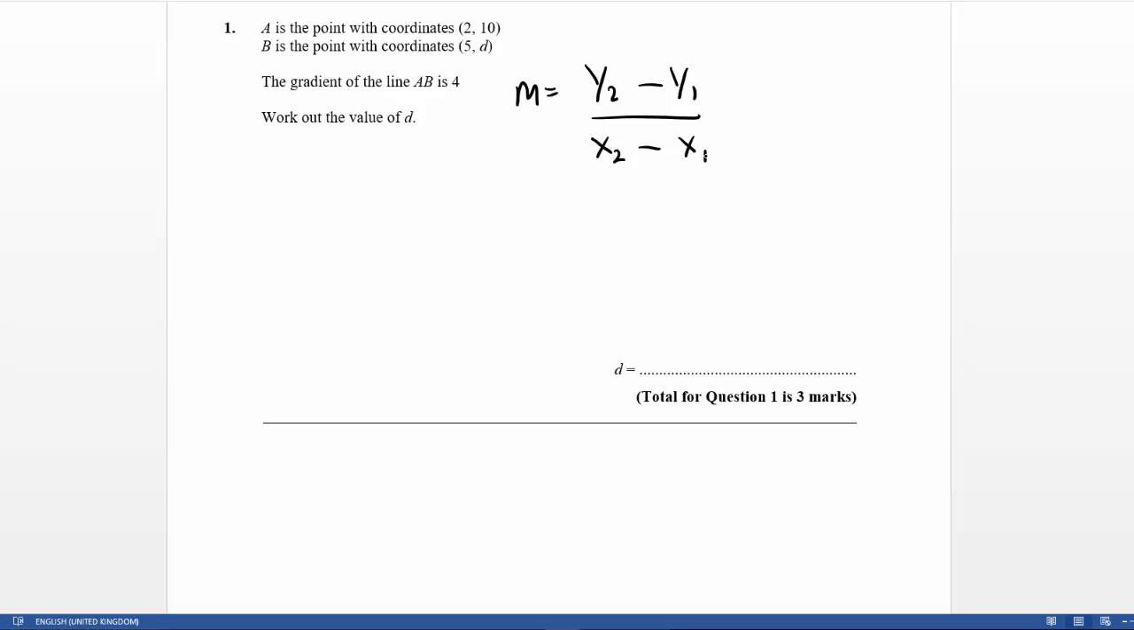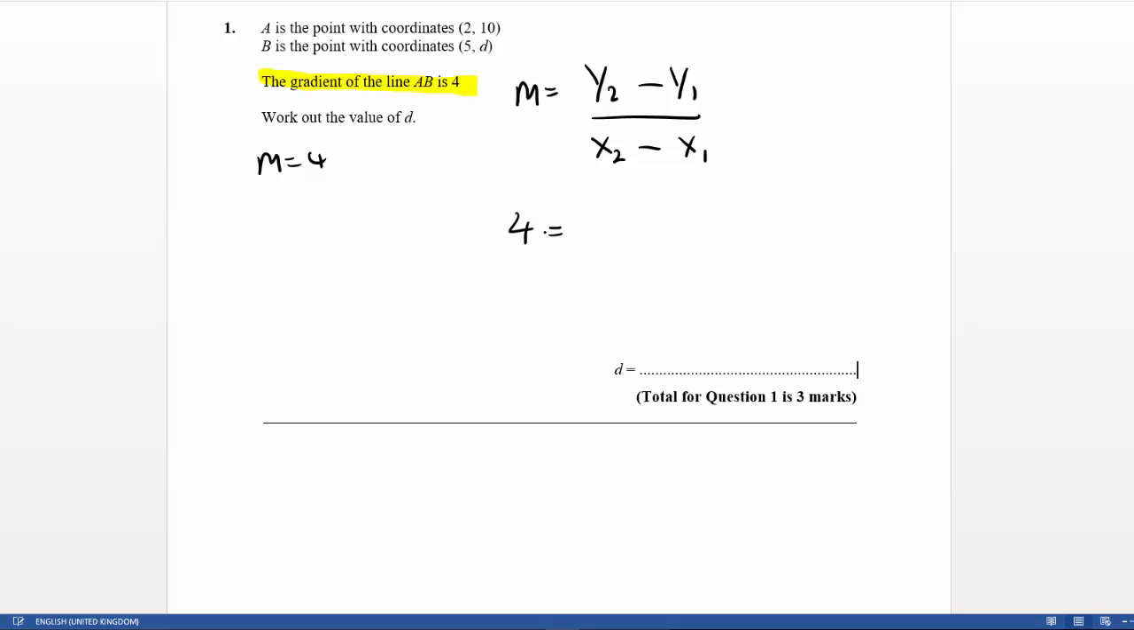4 equals. Where are we getting 4 from? Tell me. We're getting 4 from, we're replacing the m, which is the gradient, with 4. Good. As it says, because it's already stated here. Let's highlight that part there. This is good. So we know that m is equal to 4. So I'm just going to write underneath here.